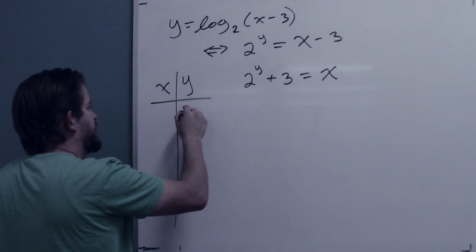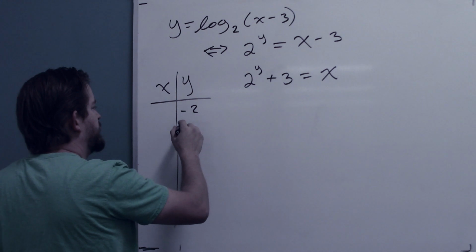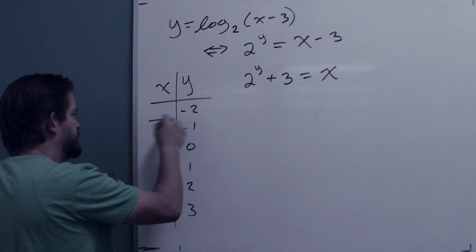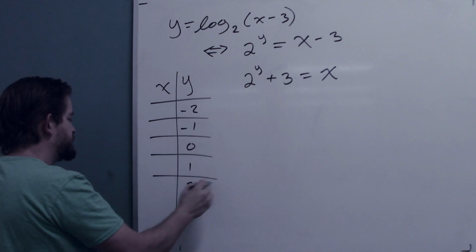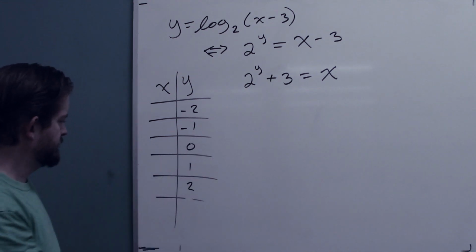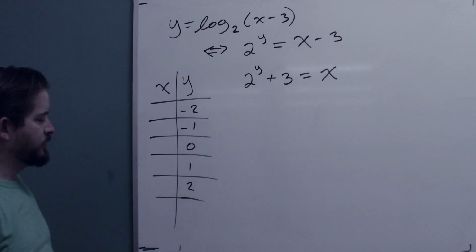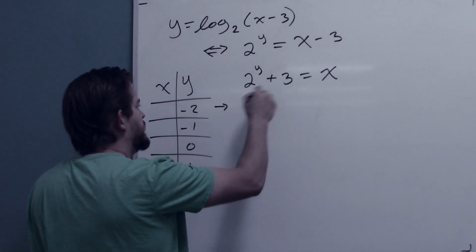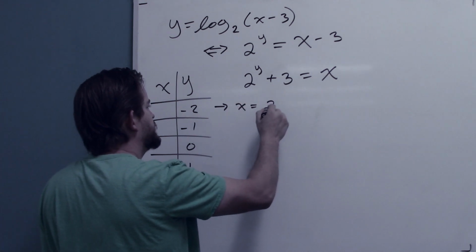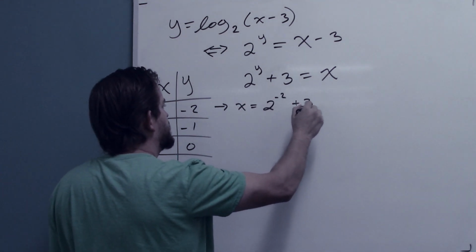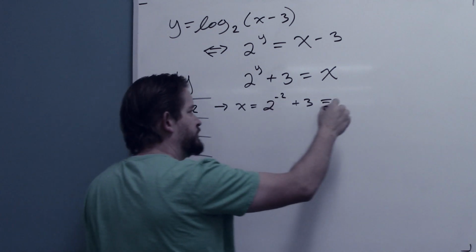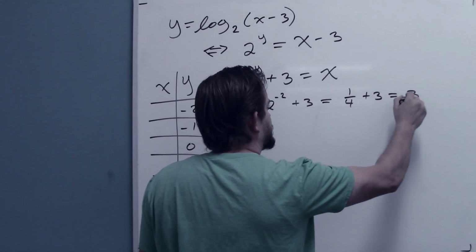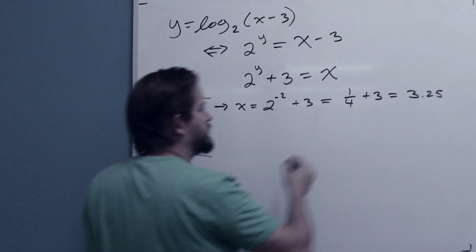Throw in your typical -2, -1, 0, 1, 2, 3. Maybe not 3, I don't know, doesn't matter. My typical ones are there. And so if y is -2, x is 2 to the -2 plus 3. The 2 to the -2 is 1/4. So that's 3.25-ish, 3 1/4.